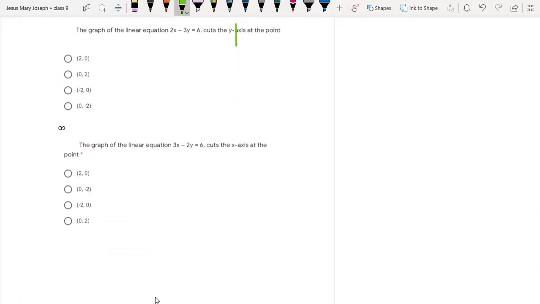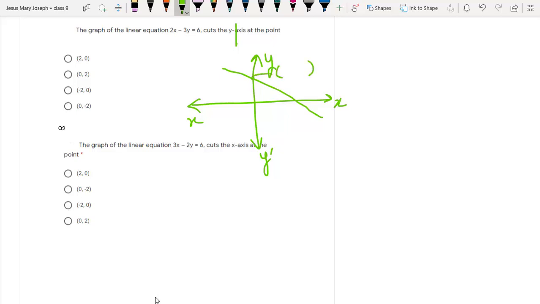The graph of the linear equation 2x minus 3y equal to 6 cuts the y-axis at the point. First of all, understand this thing. This is your x-axis, this is your y-axis. Now, whatever line cuts the y-axis, one thing is sure, at this point, which coordinate will always be 0? We all know, whatever the value of y is, the value of x will always be 0. So, to get the point, we can put the value of x as 0 in the given equation.